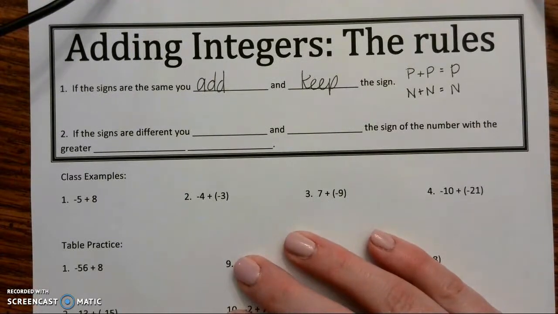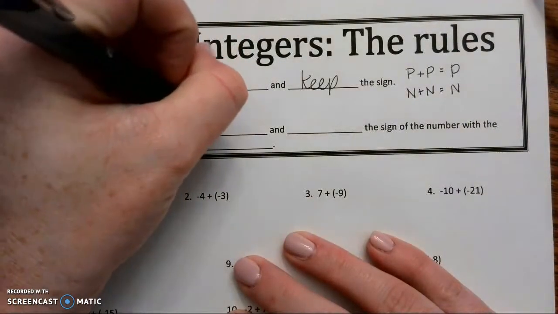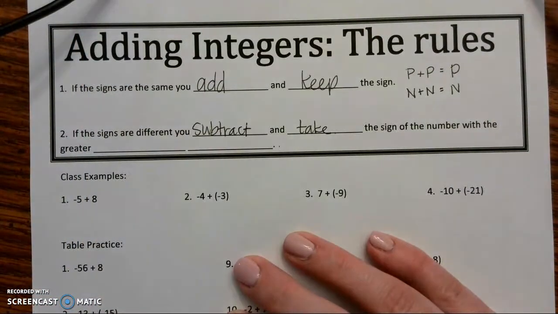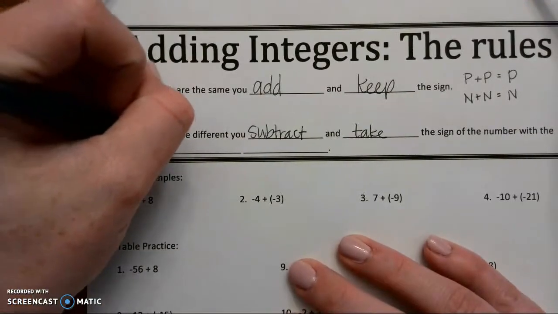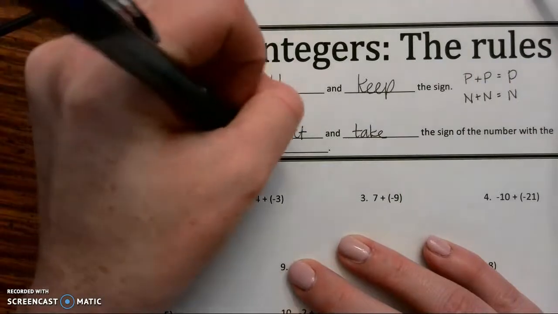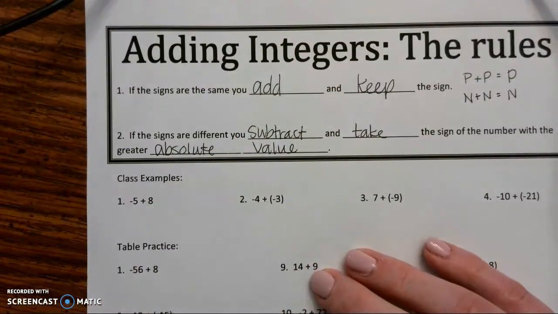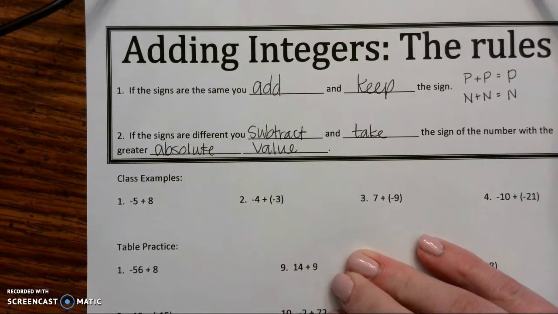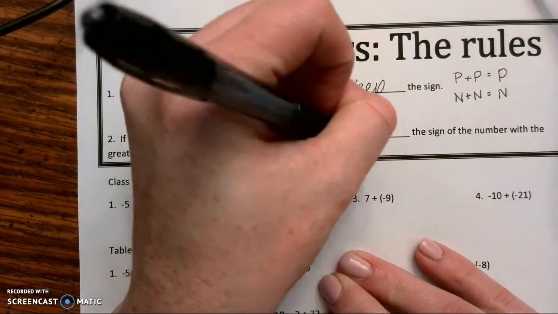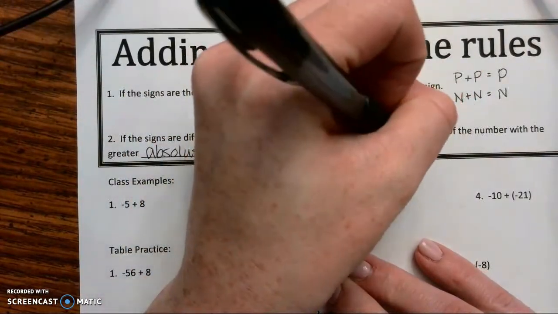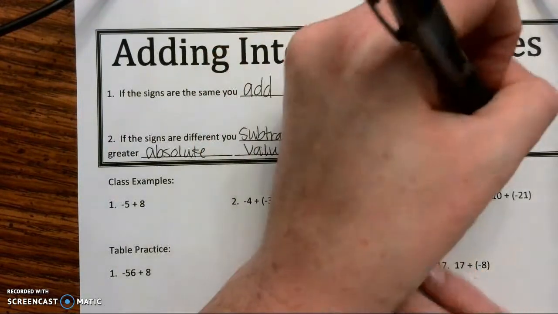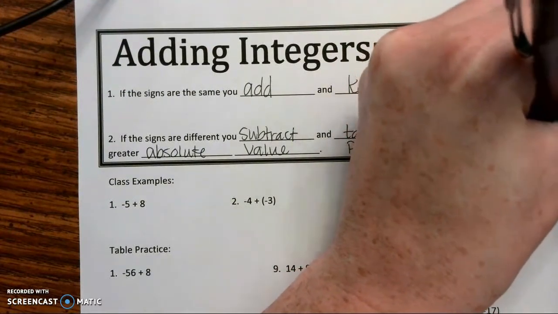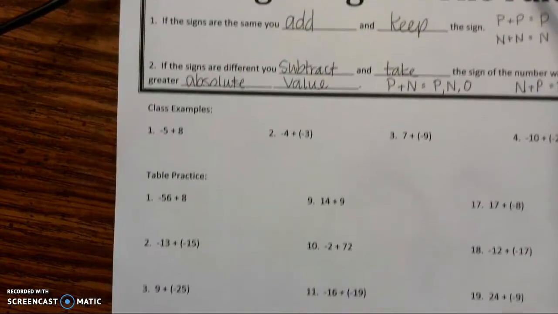If the signs are different, then you are going to subtract and take the sign of the number with the greater absolute value. So your answer will depend on the absolute value of the numbers, whichever you have more of. Your answer could be positive, negative, or 0. So positive plus negative, potential answers could be positive, negative, 0. Negative plus positive, same thing. Potential answers could be positive, negative, or 0.